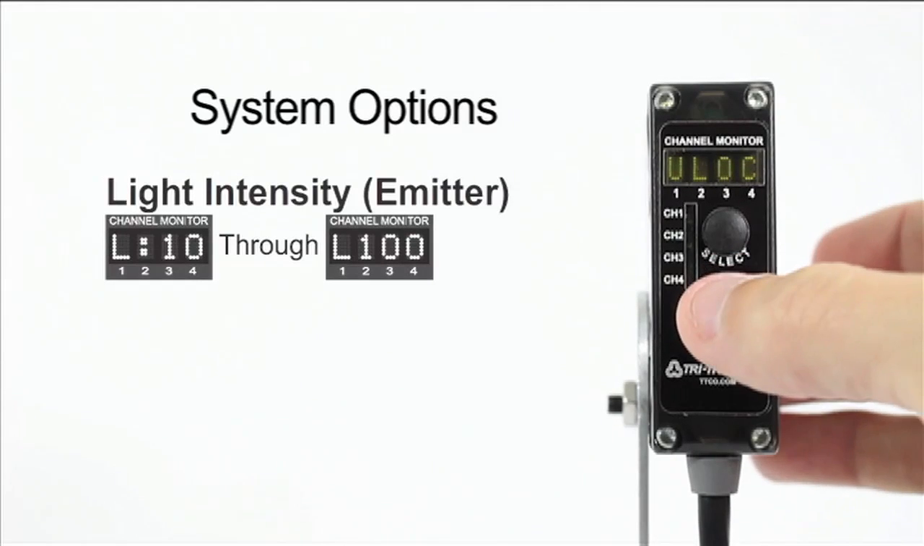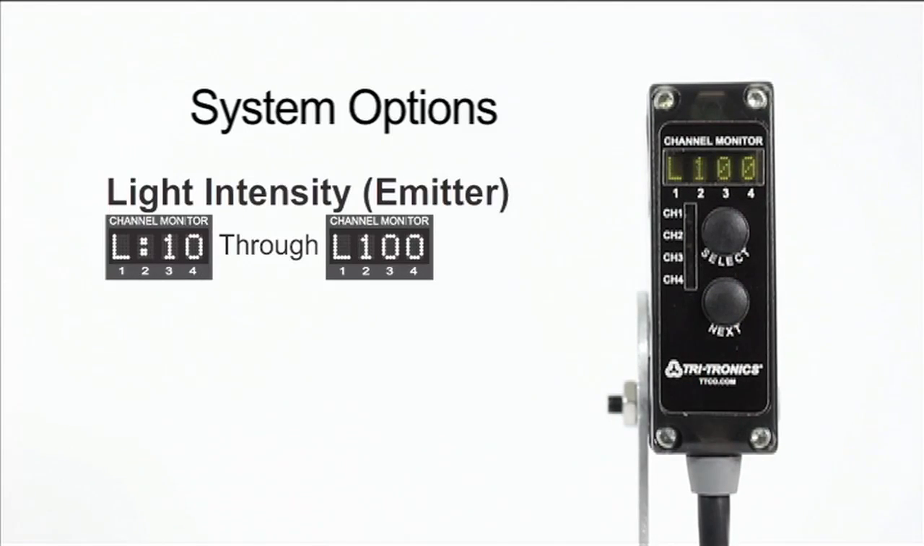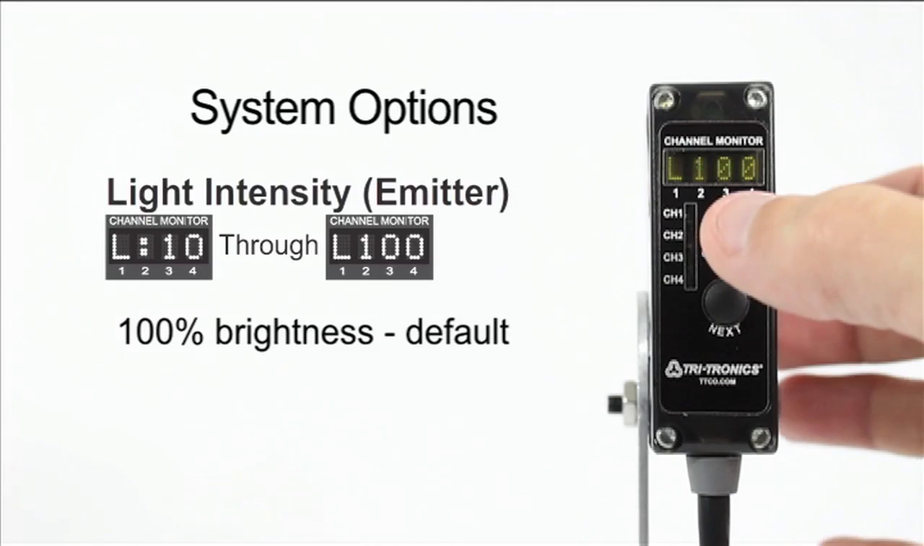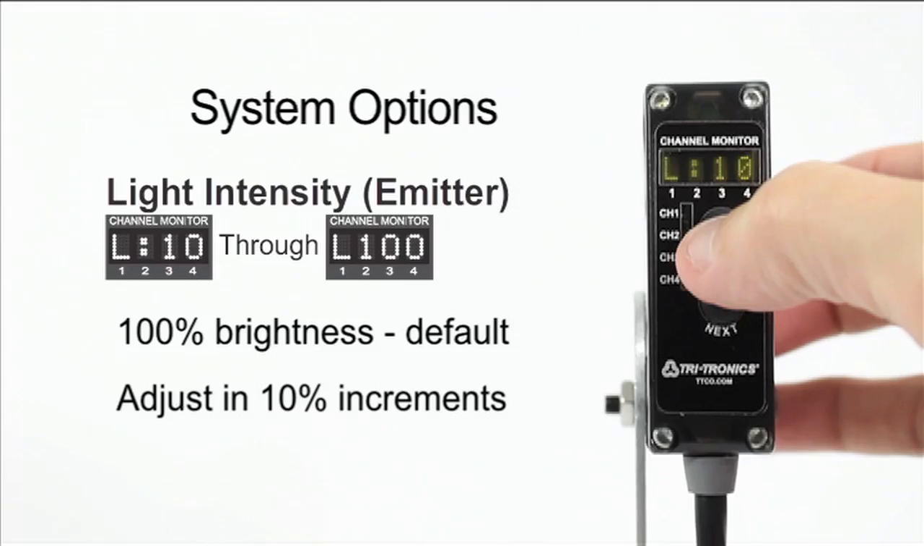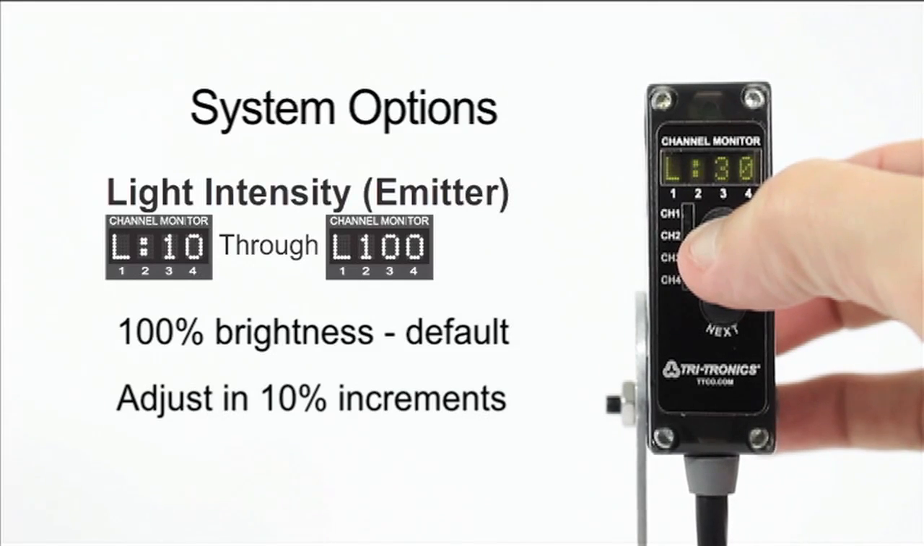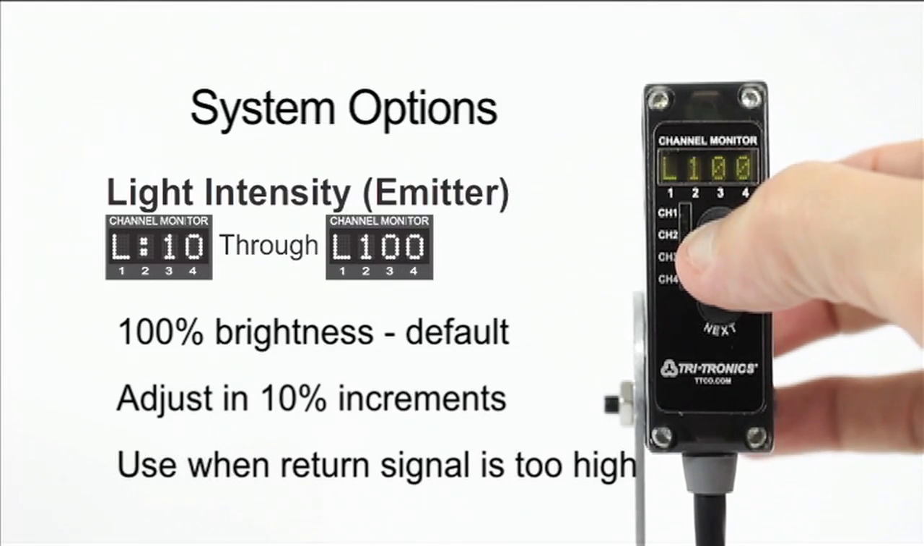Press Next again to advance to the Light Intensity option. This option refers to the intensity of the sensor's own white light source. The sensor is set to 100% brightness by default, but can be adjusted lower in 10% increments using the Select button. This can be helpful when your target material is reflecting back too much light.